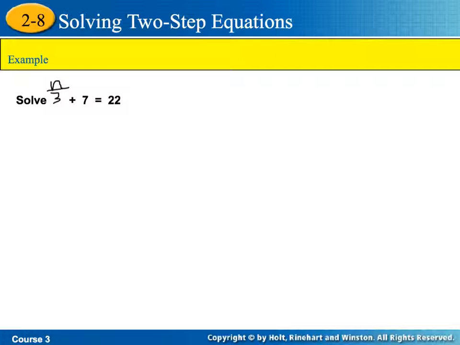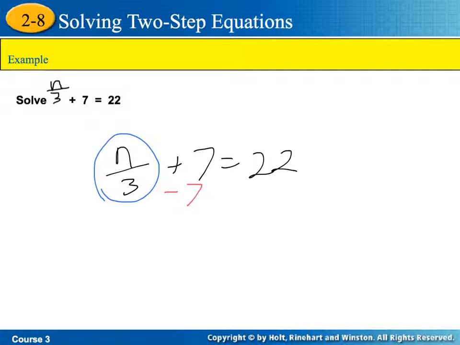However, backwards operations state, and you should still be listening to this, I don't want you to pause, that we had to subtract 7, get rid of the 7 first. We want to isolate the variable, get it all by itself. So you subtract 7 on both sides, get rid of that 7. So you have n over 3 is equal to 15. We went backwards in the order of operations by subtracting first.